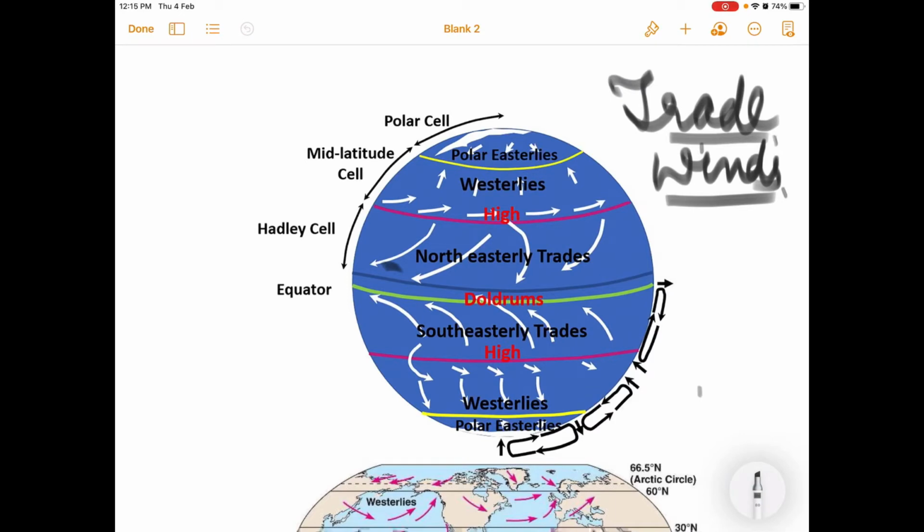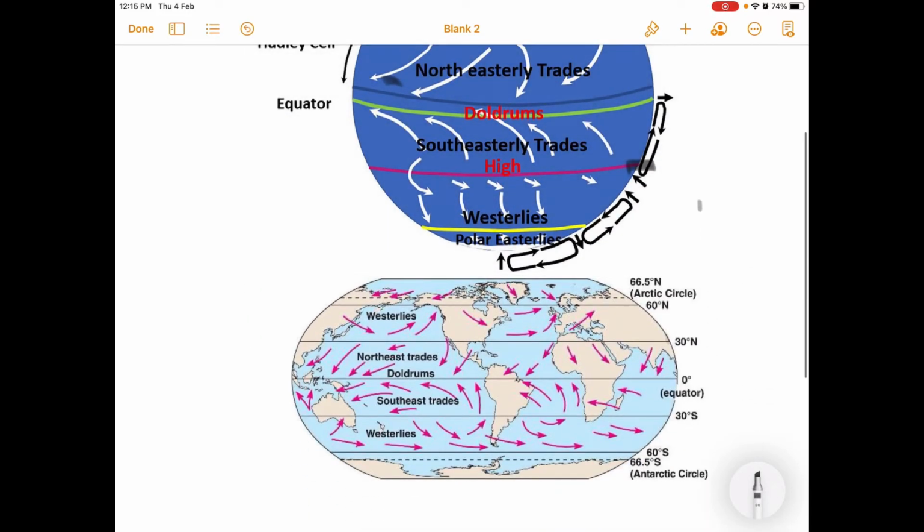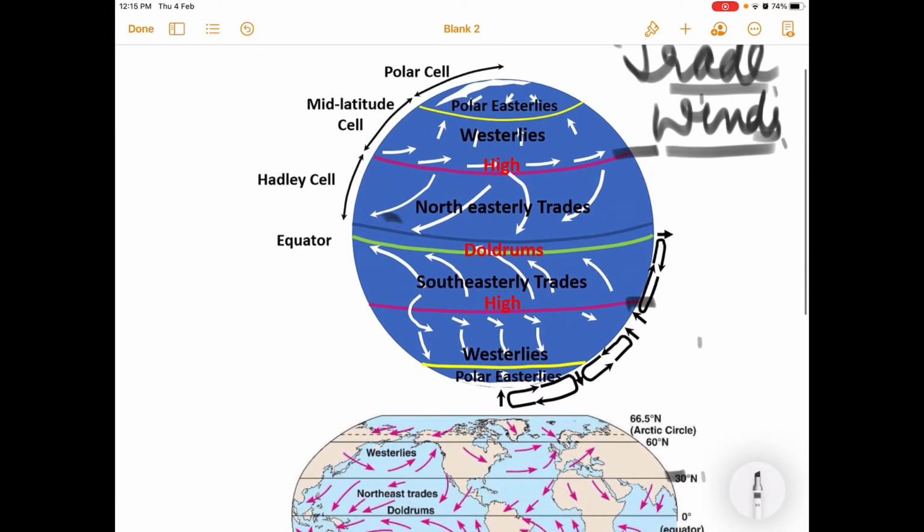Let us first talk about the trade winds. The winds blowing from the subtropical high pressure belt, that is from 30° north and south of the equator, towards the equator are known as trade winds. Why are they blowing towards the equator? Because here there is high pressure, and winds always move from high pressure towards low pressure areas. So winds are moving from the subtropical high pressure, that means from the horse latitudes, towards the doldrum area.